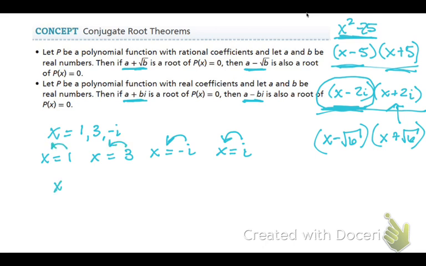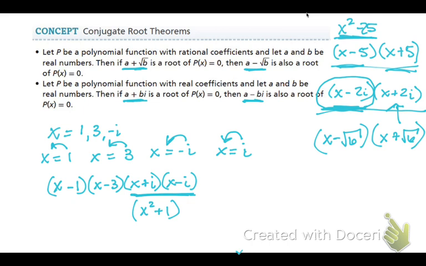So I have x minus 1 times x minus 3 times x plus i times x minus i, and then I would FOIL these out, correct? I would multiply these, and when I multiply them, am I going to have any i's left? No, because that's the whole point of a conjugate, right? I would have x squared plus 1 when I FOIL them out. And when I FOIL the other two out, I would have x squared minus 4x plus 3.